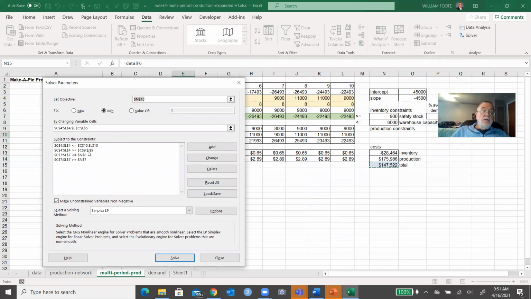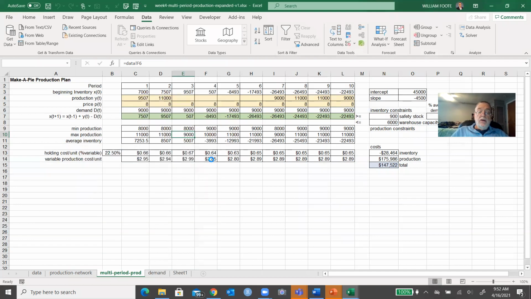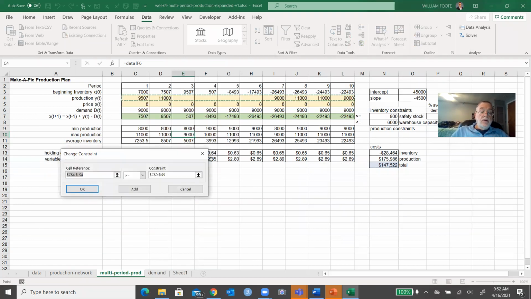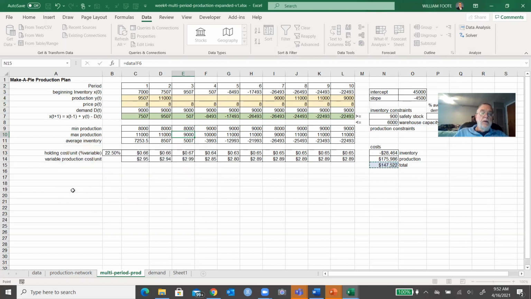And now let's also look at the next one, which is the min production. It goes from C to L. And this only goes from C to I. They have to go the same length all the way. There we go. Now that's correct. Okay, good.